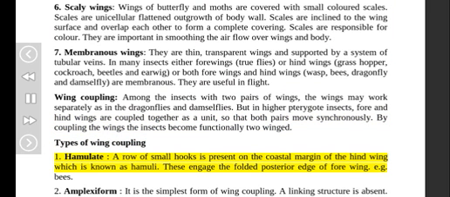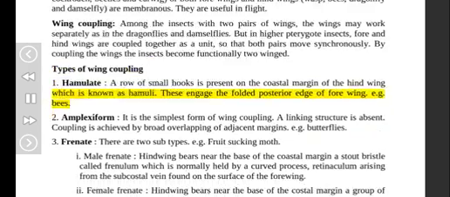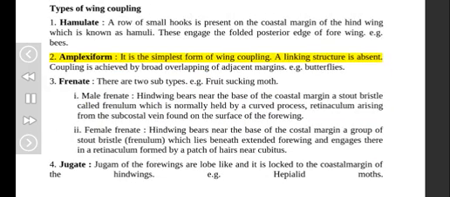A row of small hooks is present on the costal margin of the hind wing, known as hamuli. These engage the folded posterior edge of the forewing, e.g. bees. 2. Amplexiform. It is the simplest form of wing coupling. A linking structure is absent. Coupling is achieved by broad overlapping of adjacent margins.